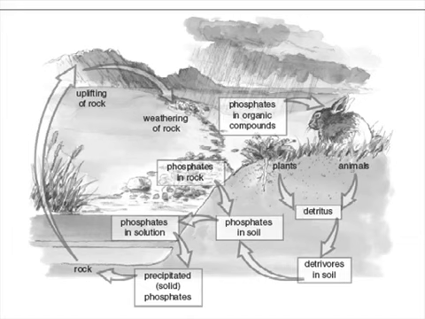Once the phosphates are in the soil or water, plants are able to absorb those phosphates and turn them into compounds that we as animals or other life forms can then consume and get our phosphates from. We may also eat other animals to get our phosphates.